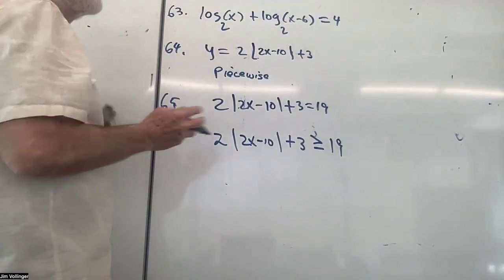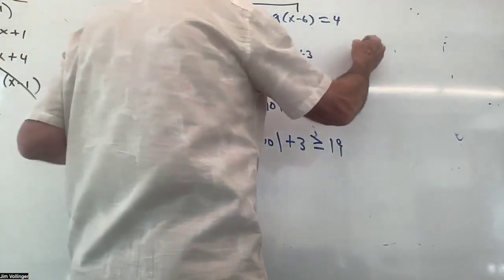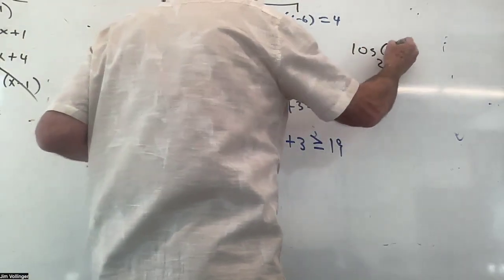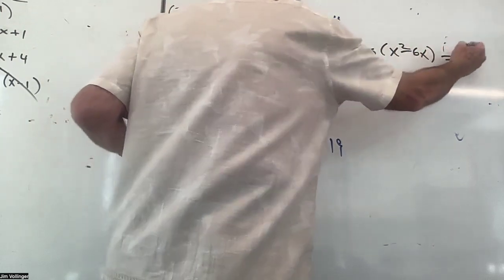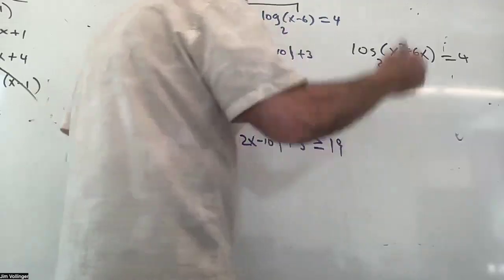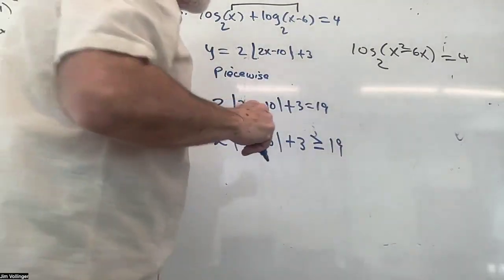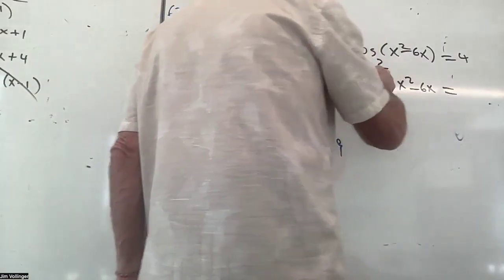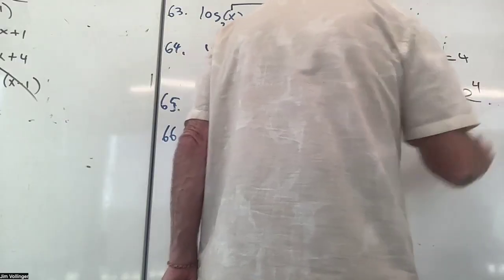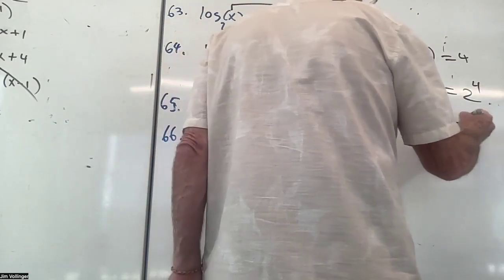All right, we've already looked at logs, so what do I have here? I have a product. So as a single log, I could write that as log base 2 of x squared minus 6x equals 4. And if you don't understand that, go back and look at the first 5 problems I did. All right, so now I'm going to rewrite x squared minus 6x. The inverse of log base 2 is 2 to the. That gives me x squared minus 6x minus 16 equals 0.